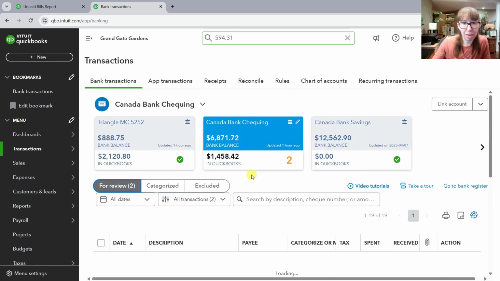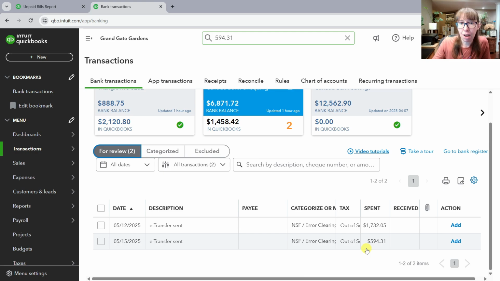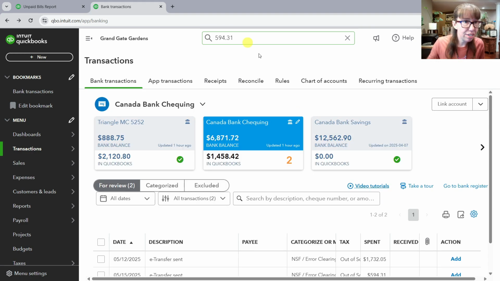Coming back over to the bank feed, we can see it again: 594.31. Now that we know what it is, let's go ahead and add it the big screen way and match it and marry it so that the bank transactions in QuickBooks actually match what happened in the bank in real life. There are a multitude of ways to do this.